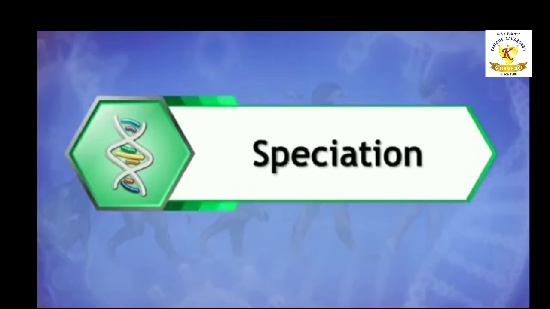Next we shall learn about speciation. Now you must be wondering, what is speciation? Children, speciation means the formation of new and distinct species in the course of evolution. The formation of new and distinct species in the course of evolution is known as speciation. Now let's understand it better.